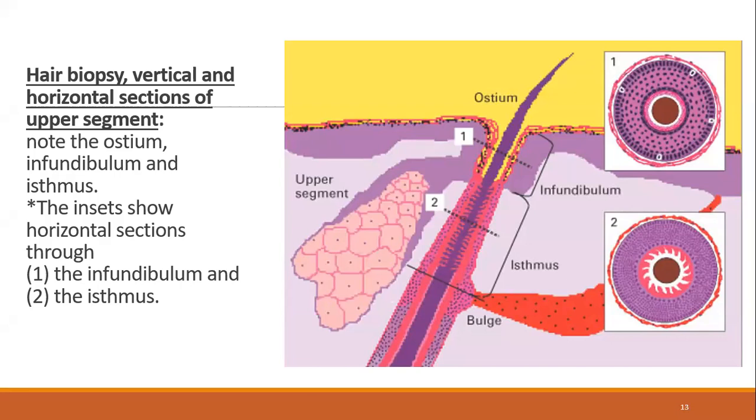Hair biopsy, vertical and horizontal section of the upper segment. This is the ostium. This is the place of the follicle from where the hair shaft is emerging. The insets show horizontal sections through the infundibulum. This is a section through the infundibulum and then the isthmus. You can see that the section through the infundibulum has skin absolutely like the epidermis, while the cross section through the isthmus will show the lining of a follicle.